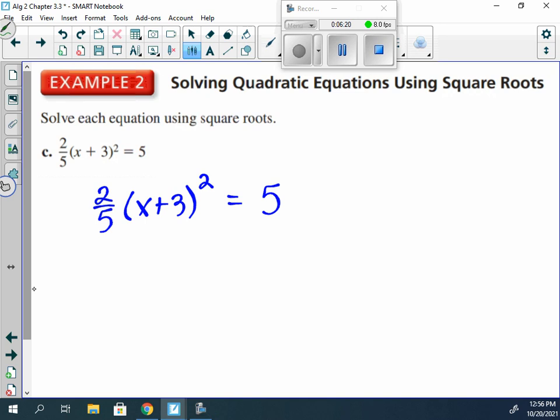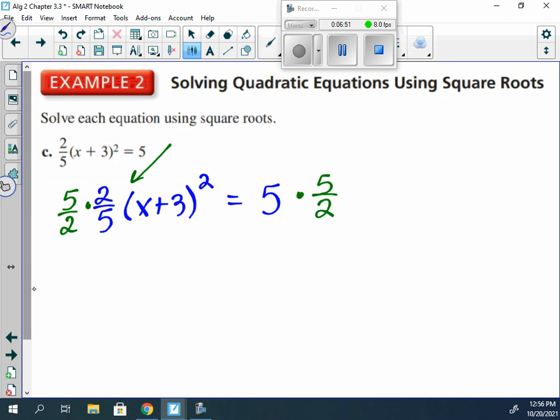Now, whenever we have it set up in this way, we want to get the set of parentheses that are being squared by themselves. Well, the only thing that's interacting with this set of parentheses that's being squared is the 2/5 because it's being multiplied. So to undo this, we could divide both sides by 2/5, or we can multiply both sides by what? 5 over 2.